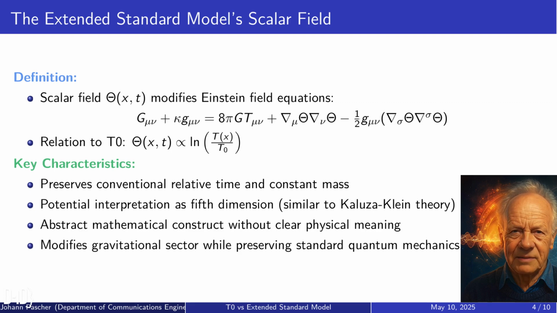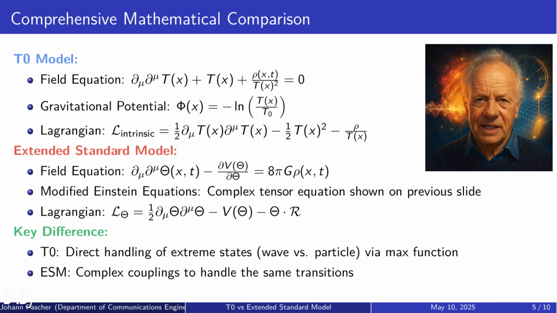When we examine the mathematical formulations in detail, we see that both frameworks employ field equations, though they are structured differently. In the T0 model, the field equation for the intrinsic time field is the partial derivative mu of t plus rho divided by t squared equals 0. The gravitational potential arises directly from the logarithm of the time field ratio, phi of x equals negative natural logarithm of t of x divided by T0.